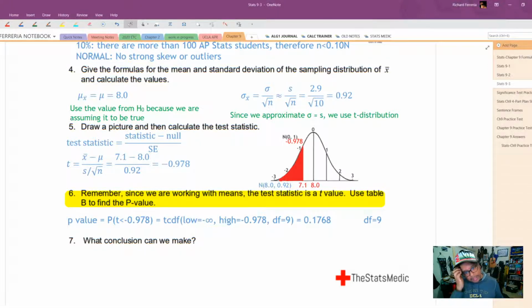And for good measure, we're going to write down df equals 9, because I'm not sure if you're going to be writing that tcdf notation, but make sure you're writing df equals 9 somewhere on your paper.